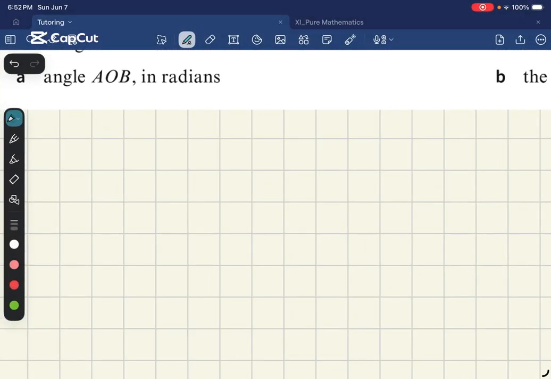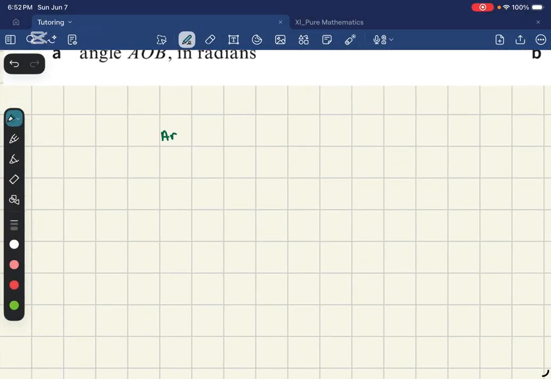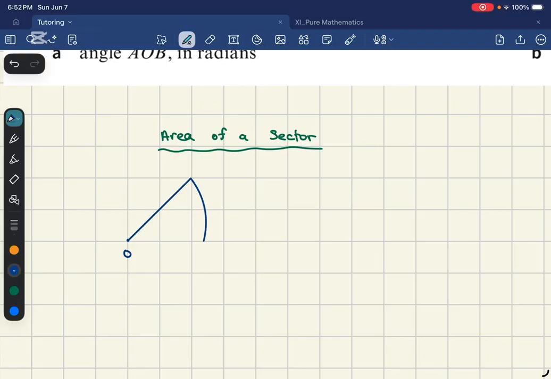Alright, so in this video, we're gonna go over area of a sector. So previously, we did problems related to arc length. Now we're gonna do the area. So let's revisit. What is a sector? A sector is like the pie-shaped part of a circle. Something like this, right?